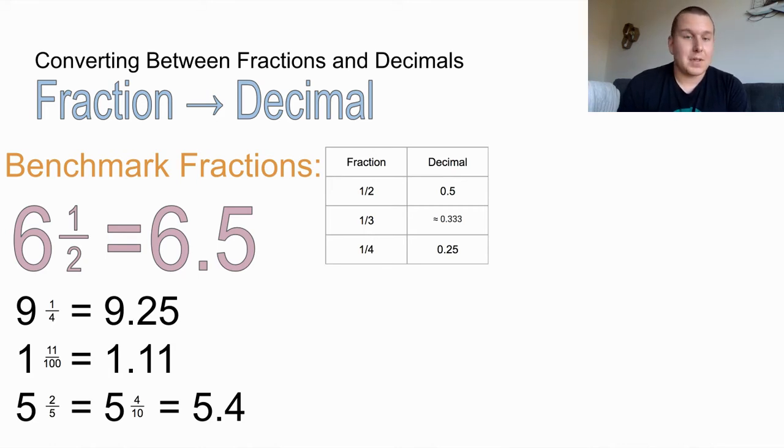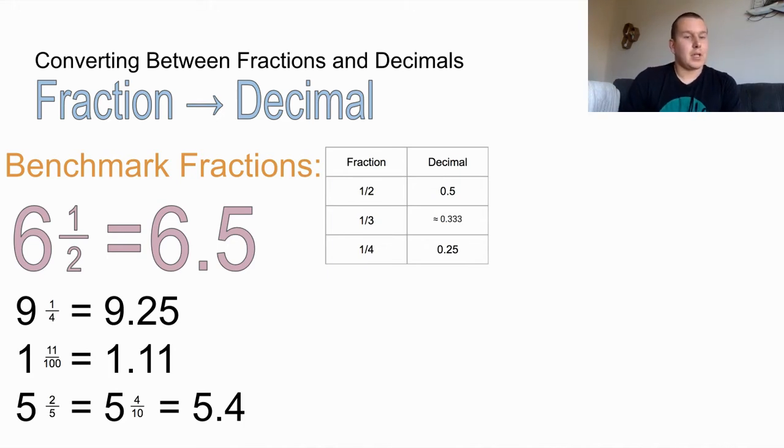We can also do it with things that are not benchmark fractions. So 1 and 11/100. Well, we know that that's going to be in the hundredths place, right? 1 and 11/100. Again, we can just use that say-it-out-loud trick that we learned earlier. 1 and 11/100. Then the last one is 5 and 2/5.